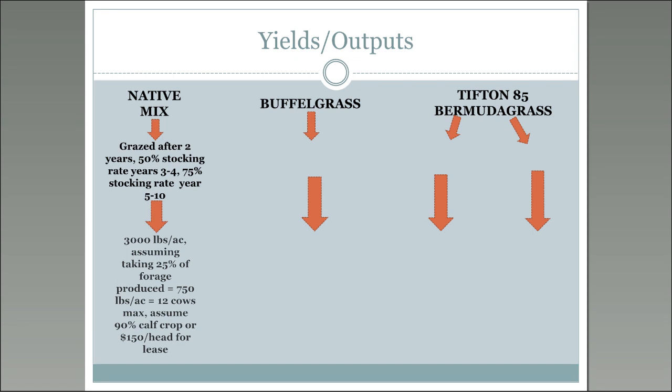The area, that sandy loam that we found, produces under native conditions with all the natural plants that should be on that property. It could, on an average year, yield 3,000 pounds of forage per acre. And if we assume 25% of that would be available for forage for our livestock, that's 750 pounds per acre. Where did I get that 25% rate?